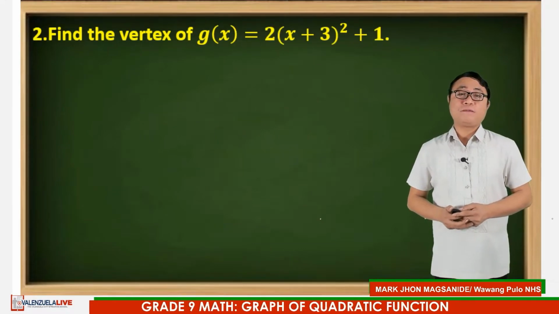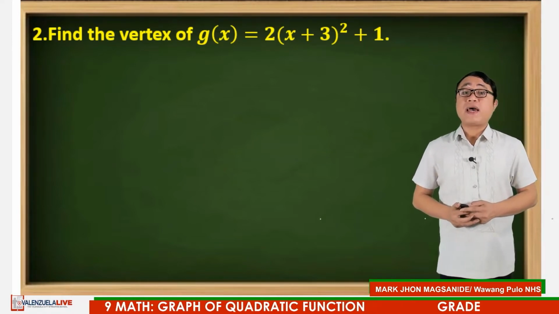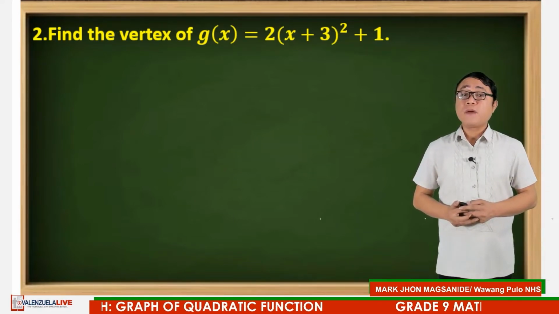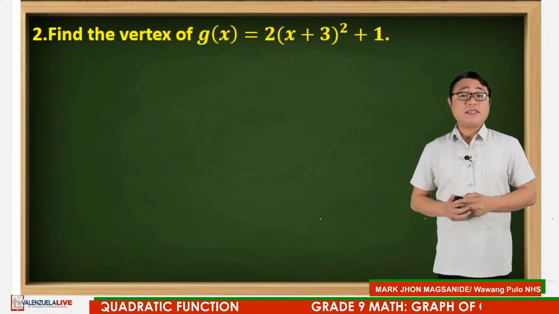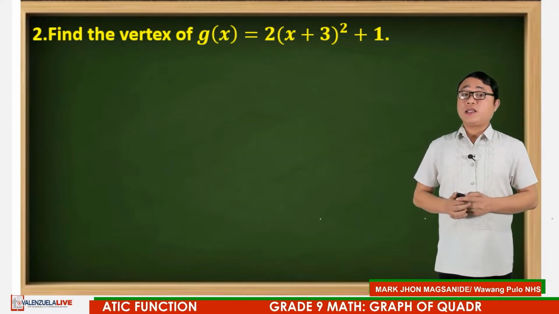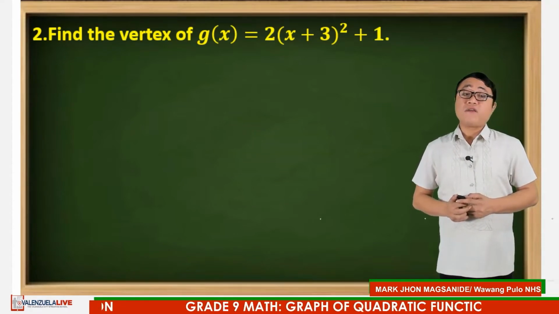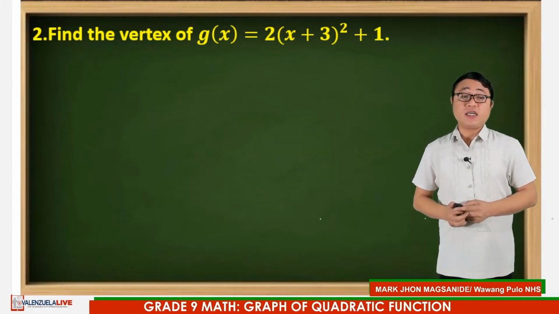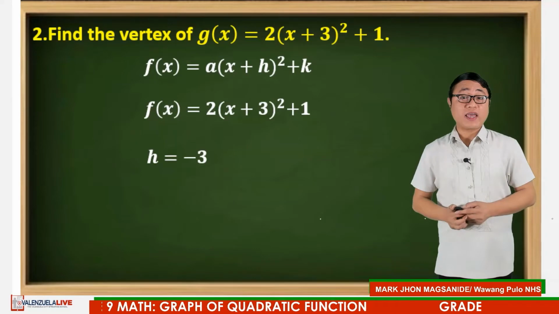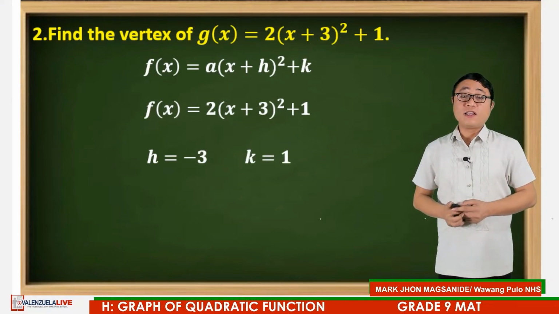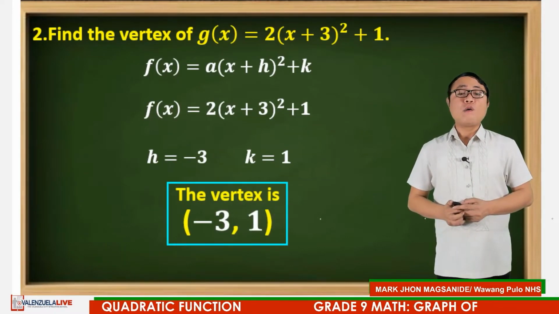Another example. Find the vertex of g of x is equal to 2 multiplied by the square of x plus 3, plus 1. The given quadratic function is in vertex form, so it is easy to find the vertex. The quadratic term is in the form a multiplied by the square of x plus h. So the value of h is -3. And the value of k is 1. Thus, the vertex is given by the ordered pair -3 and 1.